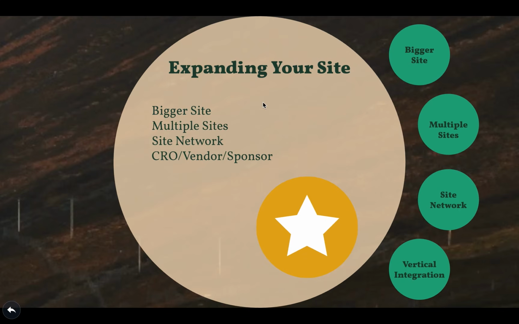If you're happy with your site, only doing 3 or 4 studies a year, which by the way, many people are. You can make a lot of money doing that. It's like a good side gig for them. You can make good money. If you want a bigger site, you can do that. If you want multiple sites, good news. You can do that too. If you want a site network, really good news. That's possible. Don't know if vertical integration is possible for everybody. Possible, but maybe not probable for everybody. But not everybody's going to want that either. So anything you want is possible.